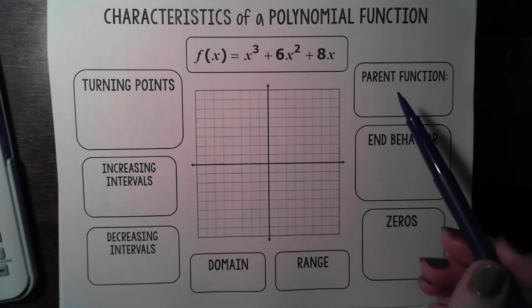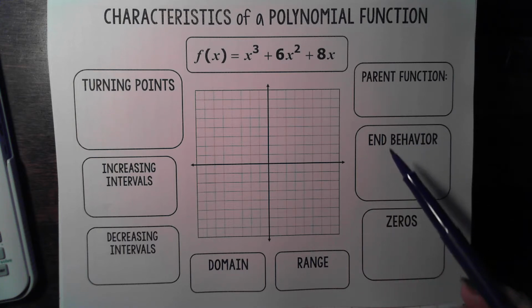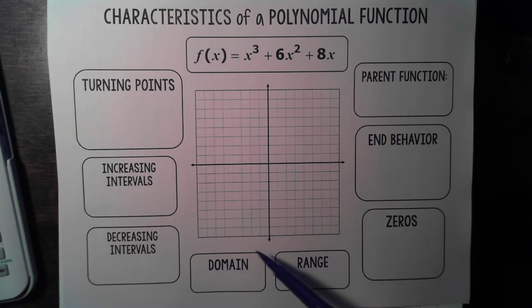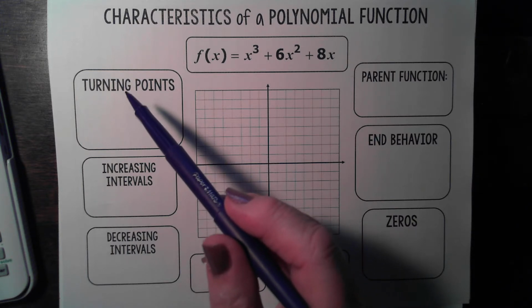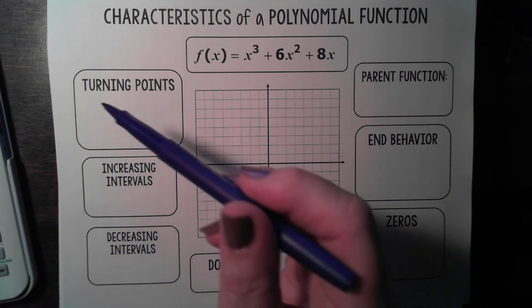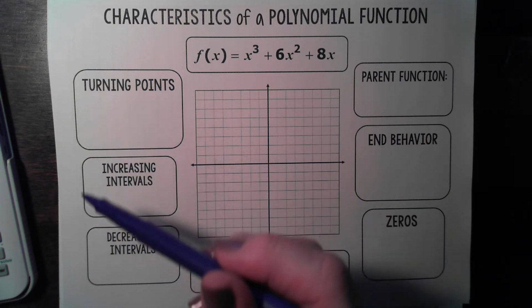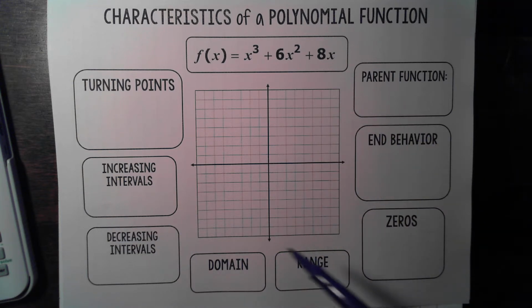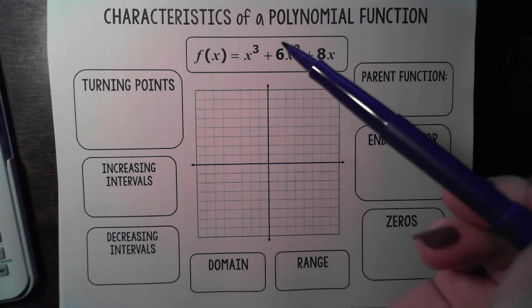I always like to start over here, the parent function, the end behavior, the zeros, the domain and range, which you could talk about anytime. And then over here, the turning point and the increasing and decreasing intervals. This is typically something that you're going to be getting from a graphing calculator. These 3, okay? But the rest of these would be things that we would do without a graphing calculator.